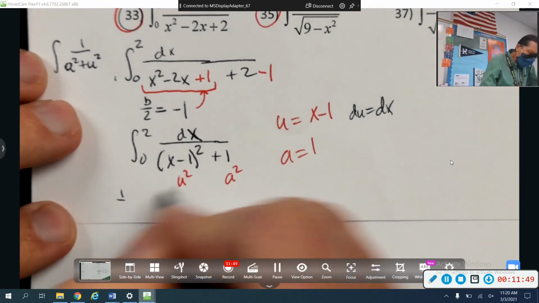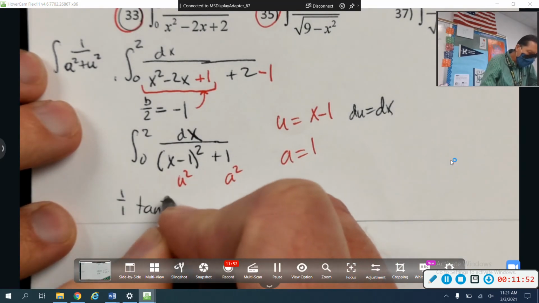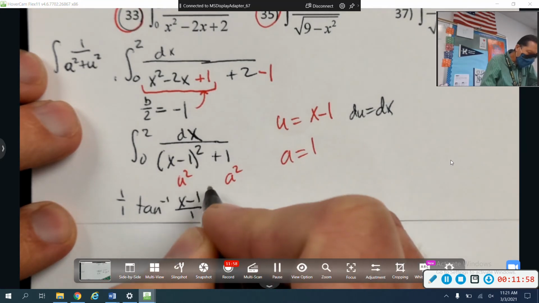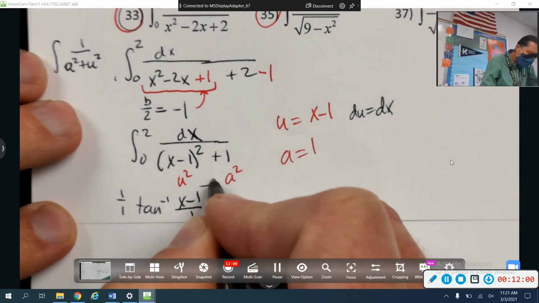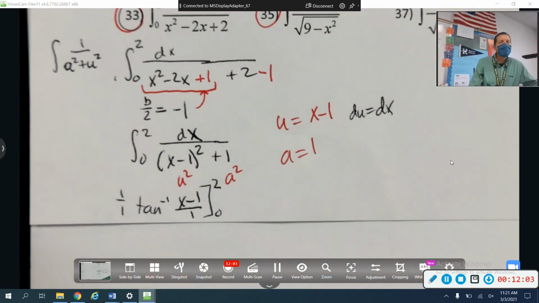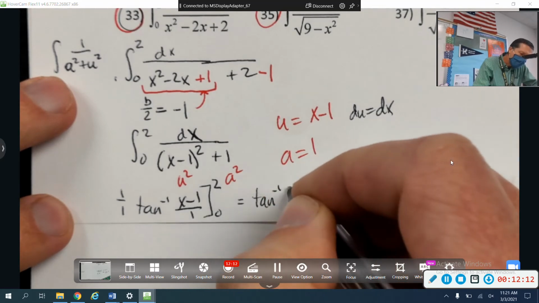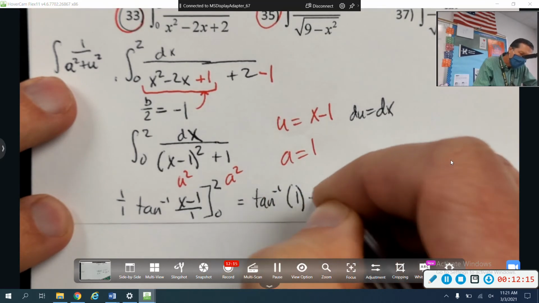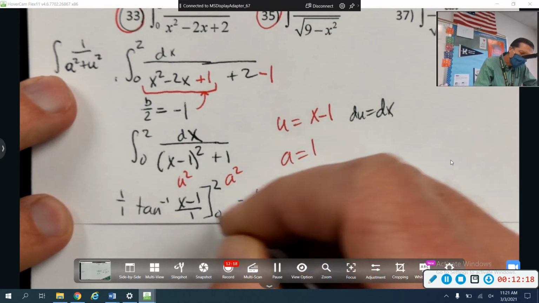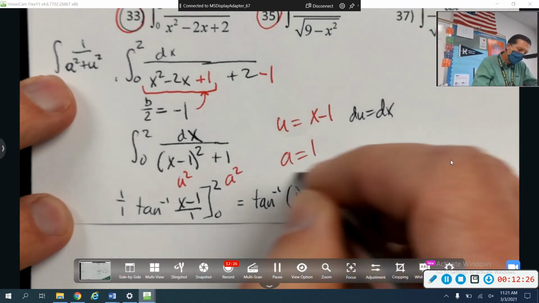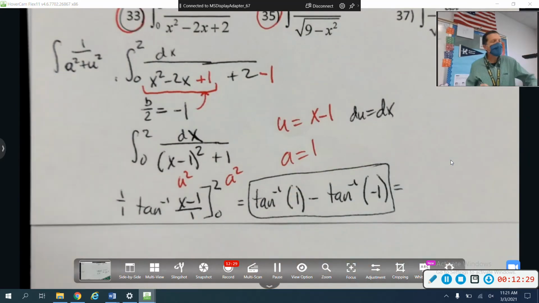So 1 over 1 inverse tangent of x minus 1 over 1 from 0 to 2. So that would be inverse tangent of 1 minus inverse tangent of negative 1. And that would be a safe stop. Because that's calculator ready. Like you can type that in a calculator and get an answer.